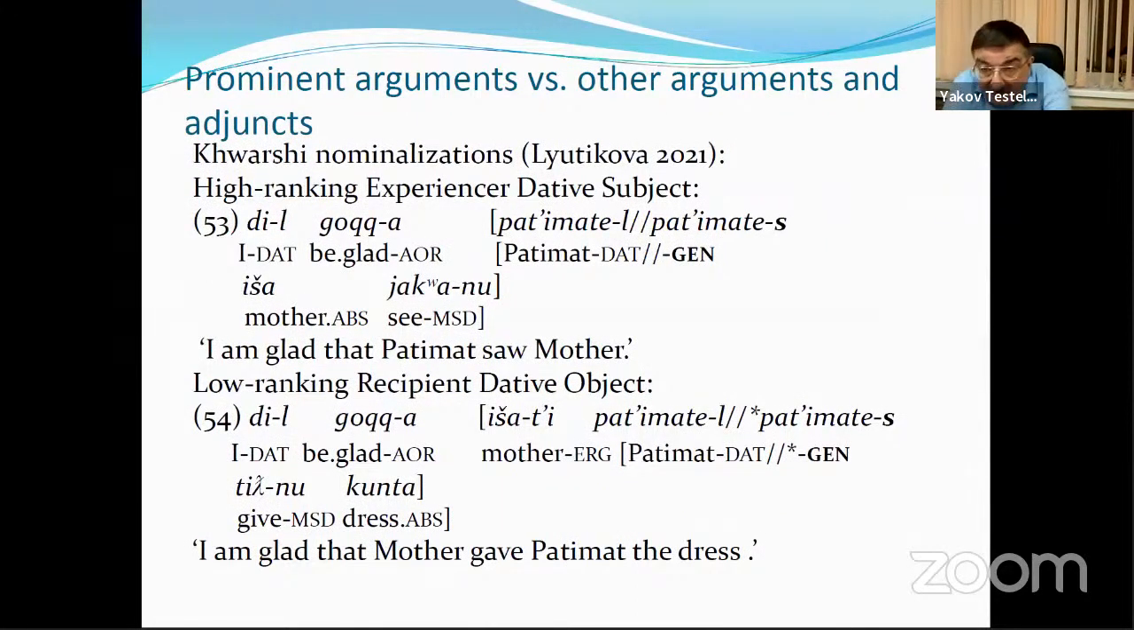In Kvarshi nominalizations, as was shown by Lutikova, a high-ranking experiencer dative subject, for example, can be expressed with genitive, not only with dative. So Dilgok ha patimatel o patimates isha yakvanu. I am glad that Patimat sees mother. I am glad with Patimat seeing mother. So Patimat is the dative experiencer with the verb to see. It can be marked not only with dative, but also with genitive. A low-ranking recipient dative object cannot be marked with genitive in the nominalization. So Dilgok haishati patimatel titchnu kunta, I'm glad that mother gave Patimat the dress.